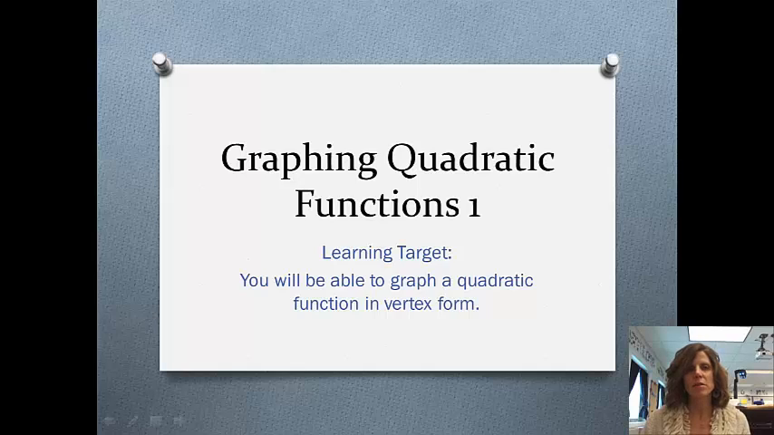As we begin studying quadratic functions, one of the first things that we'll be doing is graphing quadratic functions. At the end of this lesson, you'll be able to graph a quadratic function in vertex form.